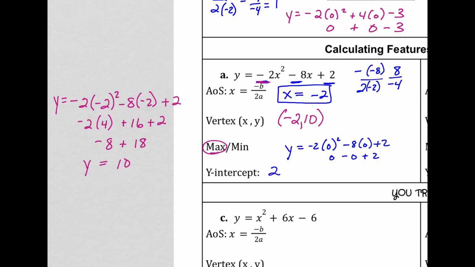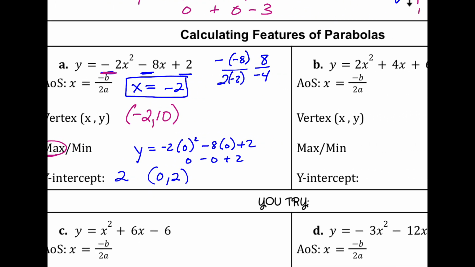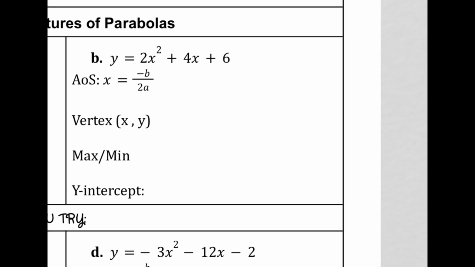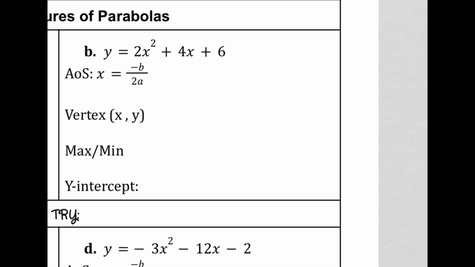Okay, remember that sometimes it can be written as 2 if they're just asking for that. Generally, that is a coordinate pair, so that would be written as 0, 2. Okay, next one. Same thing. Okay, we're just finding all those features. So we're looking at trying to find that axis of symmetry. Our A is 2, our B is 4, and our C is 6.